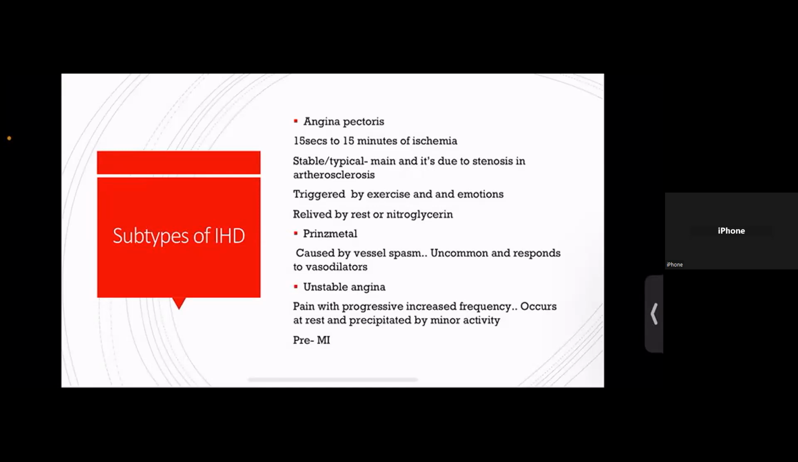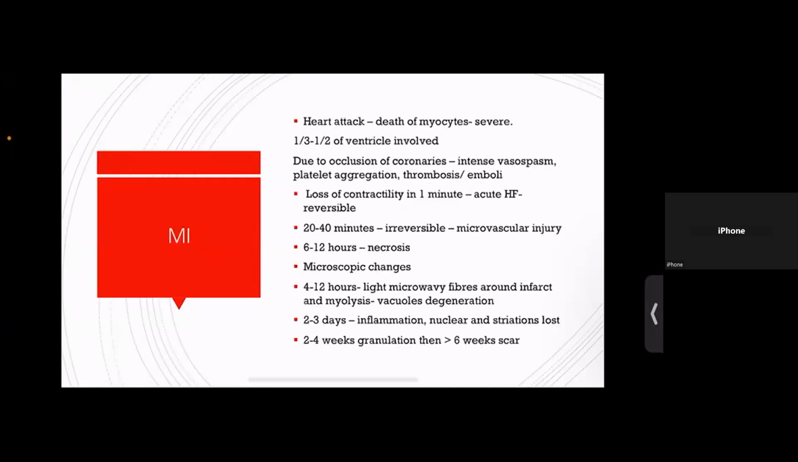Okay, so exercise, emotions, and minor activity in patients with atherosclerotic plaques in the coronaries are likely to lead to ischemia, and the various types of ischemia are based on the duration and the severity of the ischemia.